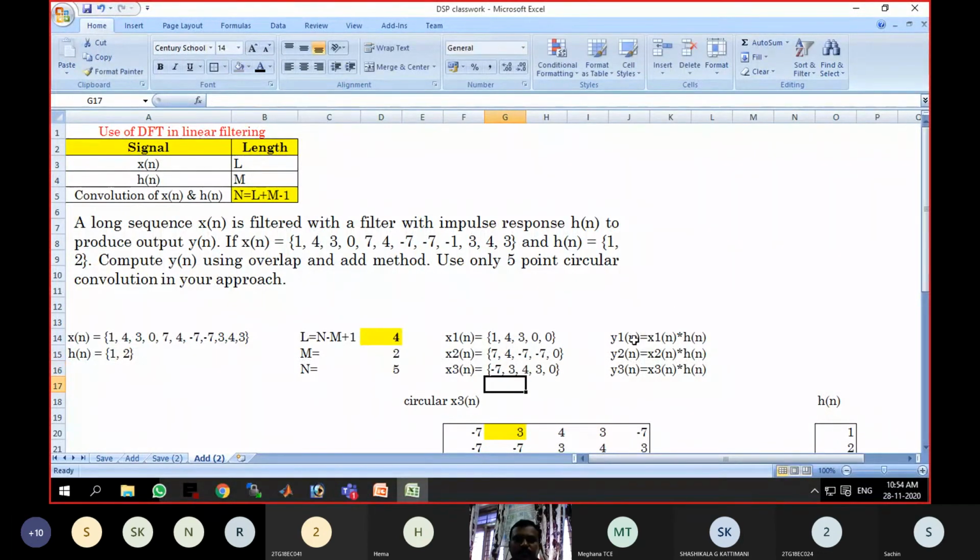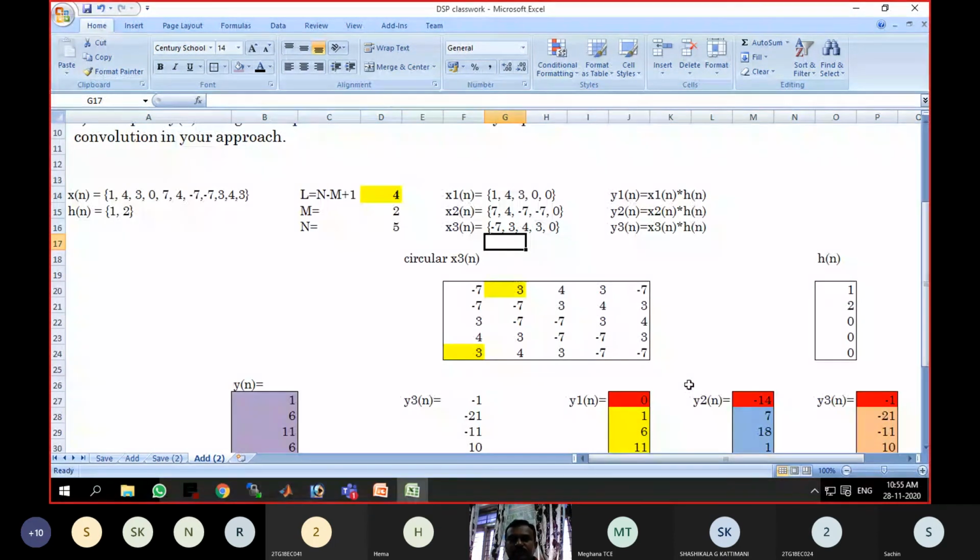Then I need to perform the circular convolution of each segment with h of n. So y1 is x1 with h, y2 is x2 with h, y3 is x3 with h. So how to perform the circular convolution? The same concept we need to adopt. Once again, it is the circular matrix of x1. So how to create the circular matrix of x1?